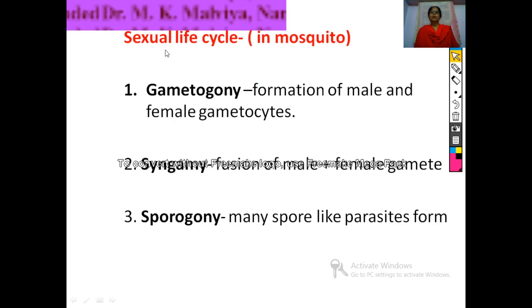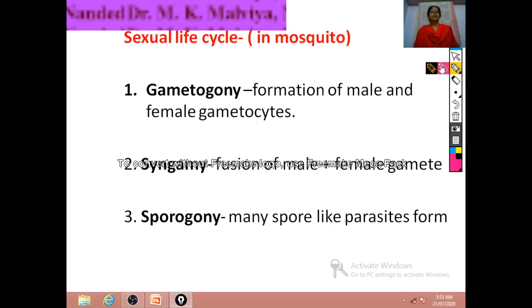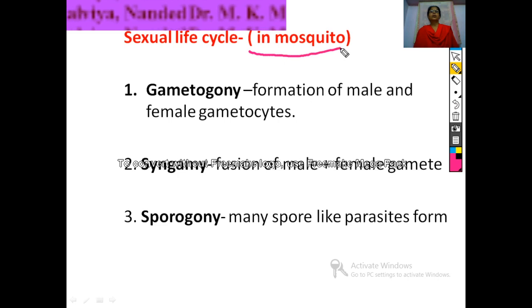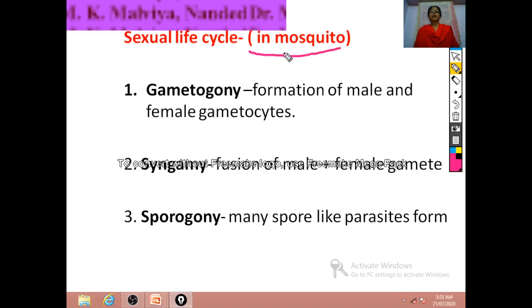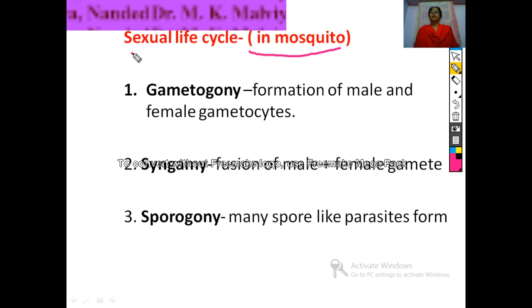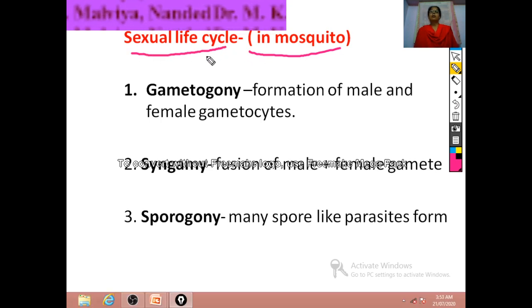Now what happens after completing the asexual life cycle? Here the sexual life cycle begins, and it begins in the mosquito, the female anopheles mosquito, because the sexual life cycle does not occur in the human. What happens in this sexual life cycle? Three stages occur here.